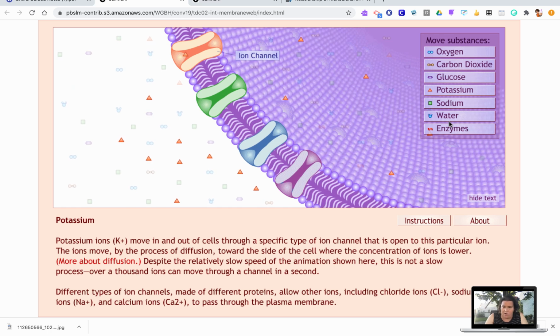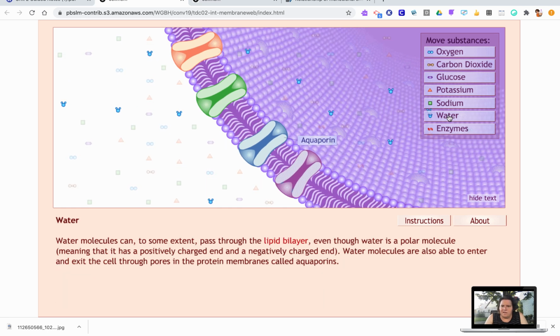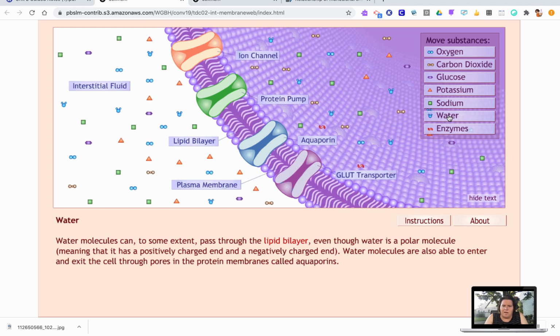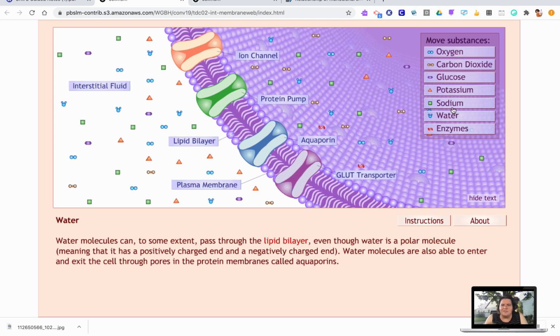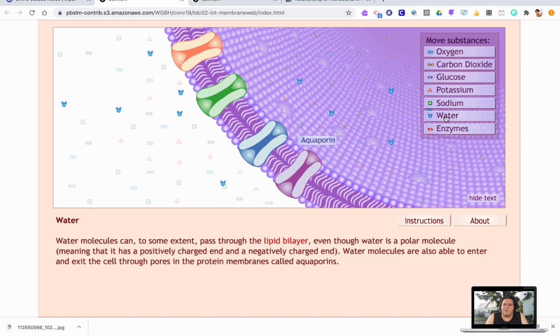Okay, water. Let's look at water. Oh, I didn't click water, I don't think. All right, so look, some water goes right through the membrane, but more is going to go through. So there's a couple different ways little bits of water can get through: simple diffusion because it's small enough, but most of it's going to go through the aquaporin.